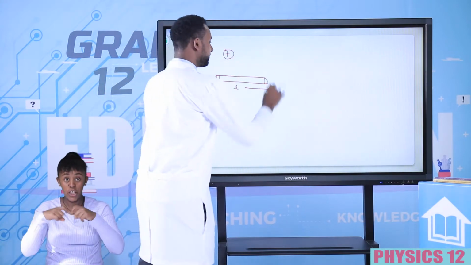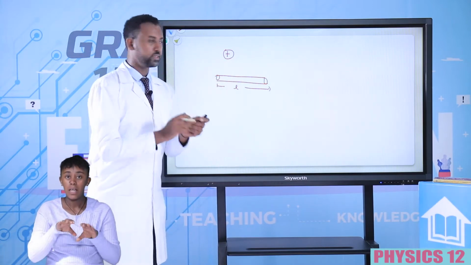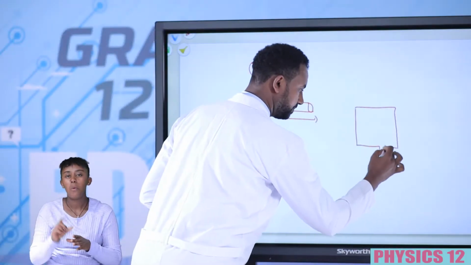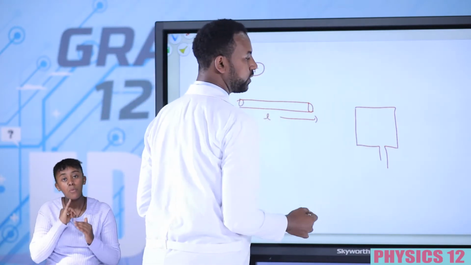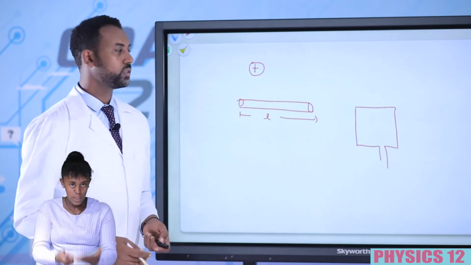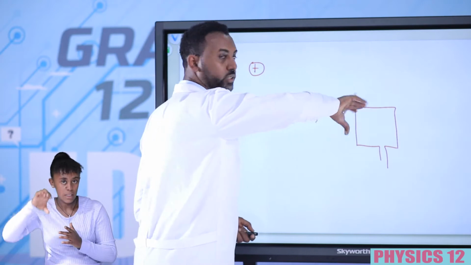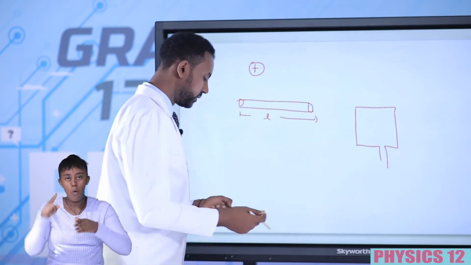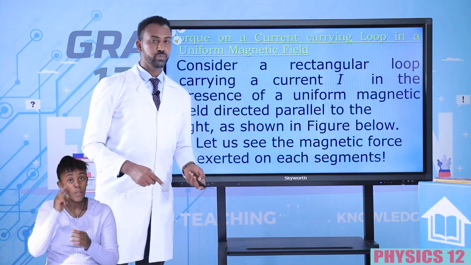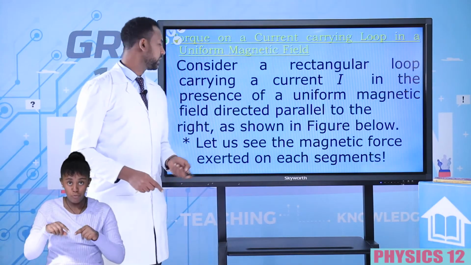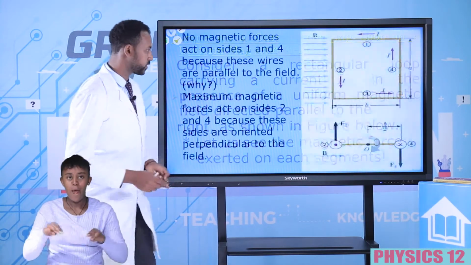And now what if this current-carrying conductor is oriented as a loop like this? If you have a loop, what will be the force exerted on this loop? We call it torque, because the net force tends to rotate this loop, and we'll try to determine this concept. Here we have, consider a rectangular loop carrying a current of I, and it is placed in a uniform magnetic field as shown here.